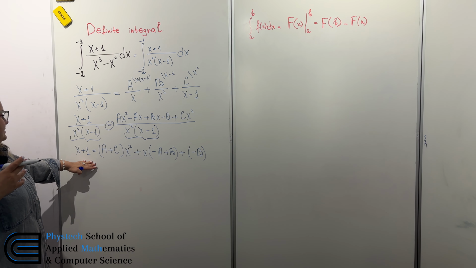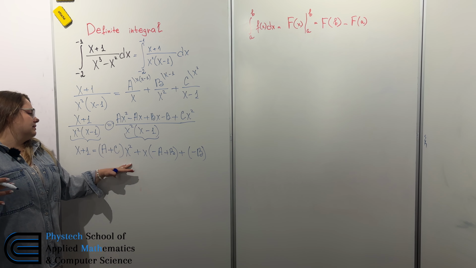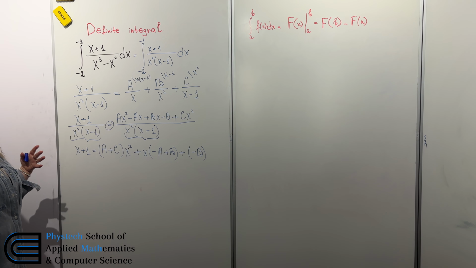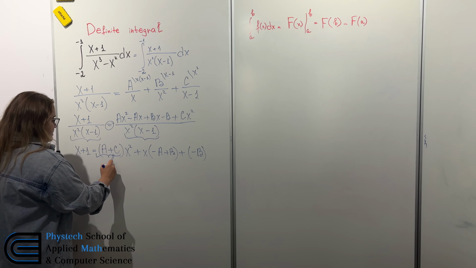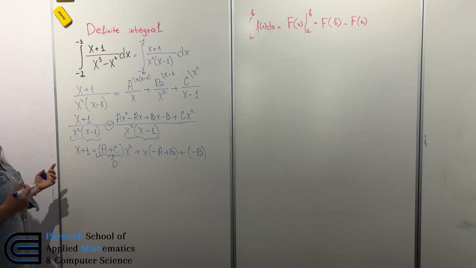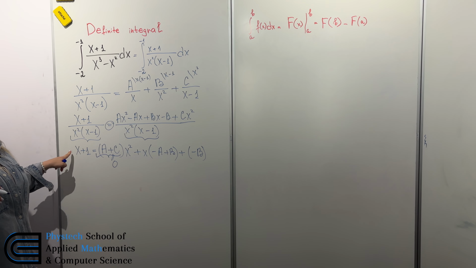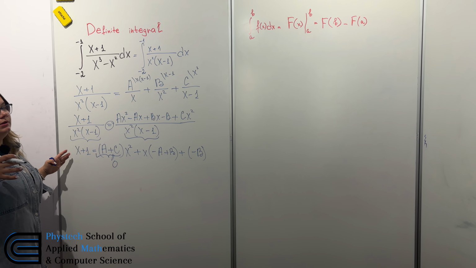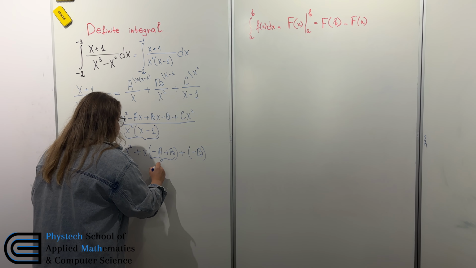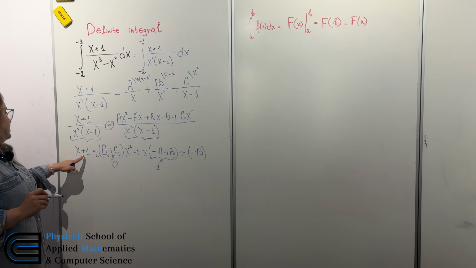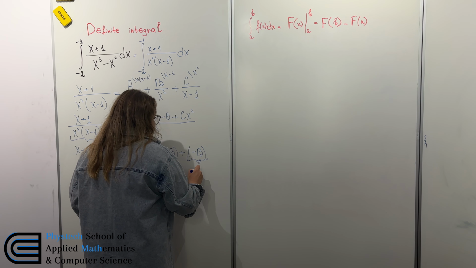So let's see. Here we have no x squared. That means that actually x squared should be multiplied by 0. Well, our a plus c should be 0. Then we have x, and we can see that here we actually have 1 multiplied by x. So it means that minus a plus b equals 1. And here we have 1. It means that minus b equals 1.